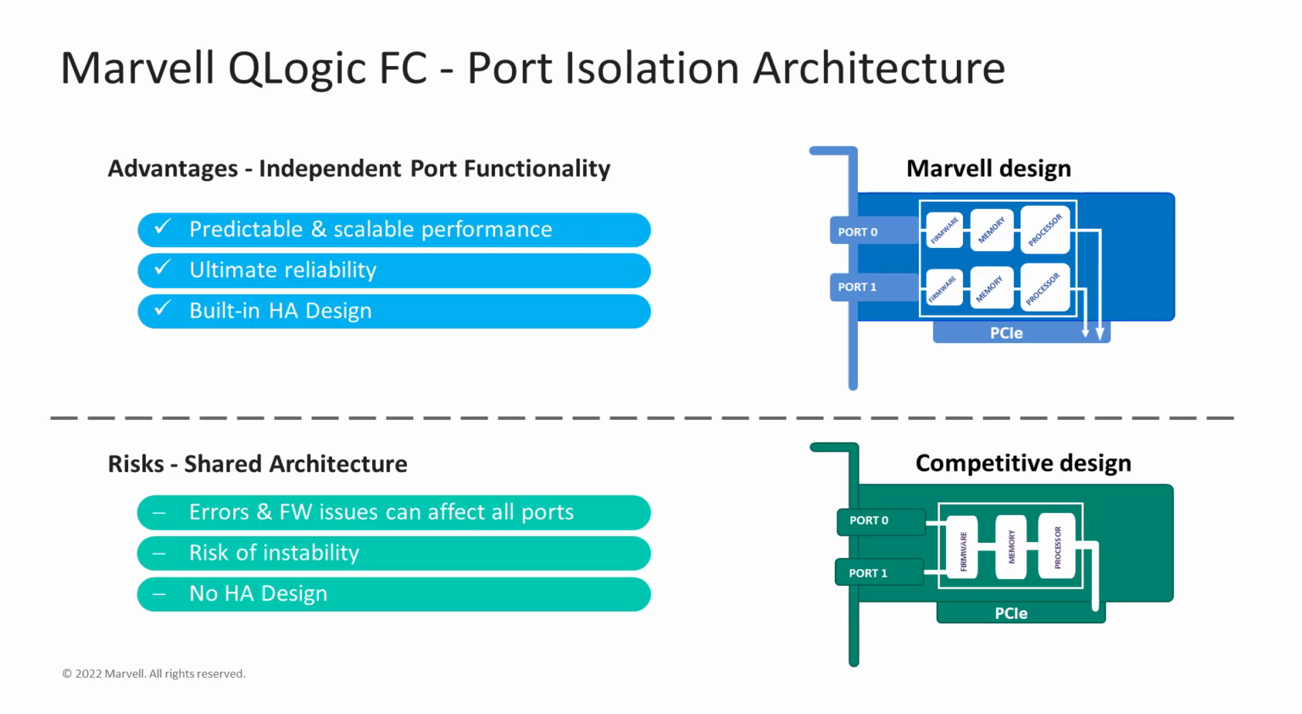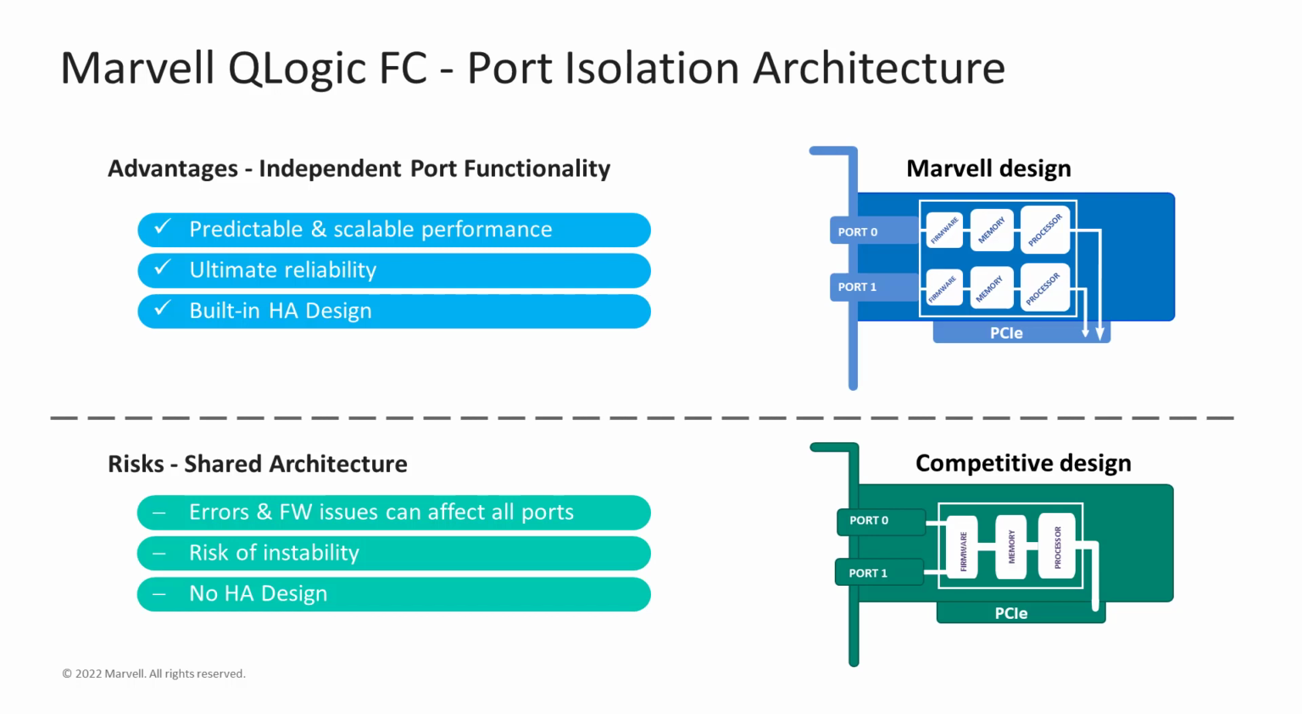Today, there are two major Fibre Channel suppliers with two very different design architectures. The port isolation architecture on the top is used in Marvell QLogic Fibre Channel adapters and provides dedicated processor, memory, and firmware resources for each port on the adapter. This shared architecture design on the bottom utilizes an ASIC that uses shared processor, memory, and firmware resources across both ports of the dual port adapter.